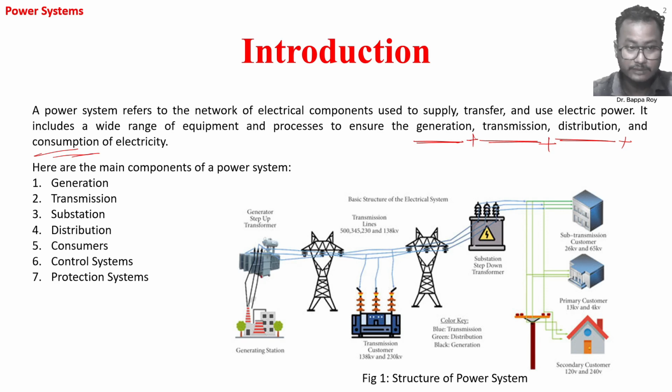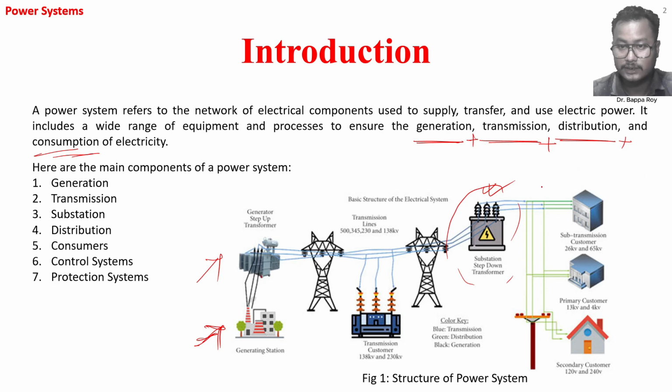Here you can see in this figure 1, first of all we are generating electric power from the generating station, then we are stepping it up for transmission through HVDC, high voltage transmission lines. Then it goes to substations. I think you know all these basic things. If you have doubts you can comment in the comment box.